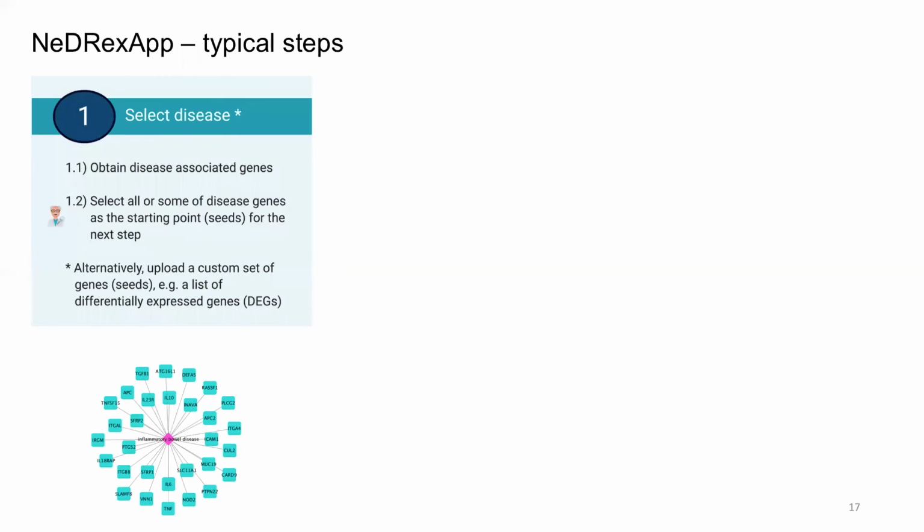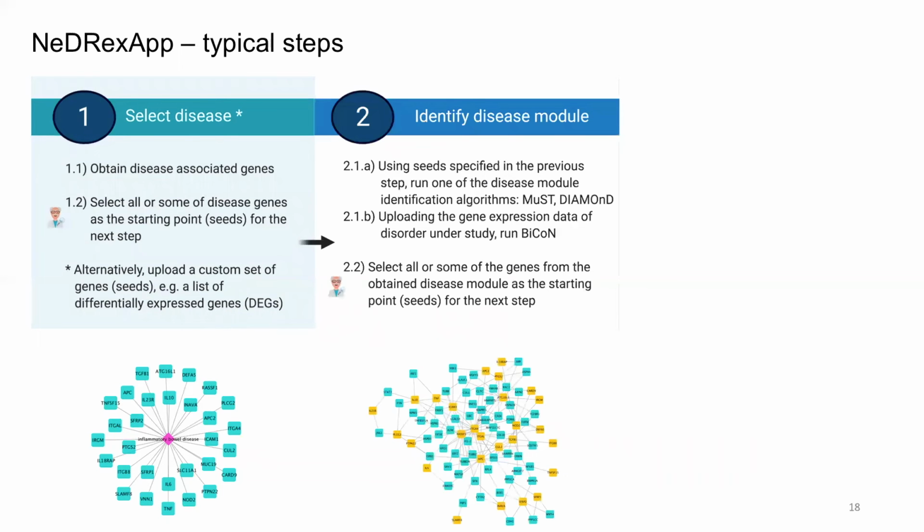The in silico network-based drug repurposing pipeline can be done in 3 main steps using the NeDRex app. The analysis begins by taking a set of genes as input. This gene set could be obtained by selecting the disease under study and subsequently obtaining genes associated with this disease from NeDRex. Alternatively, a custom set of genes can be provided, for example, differentially expressed genes associated with a disease of interest.